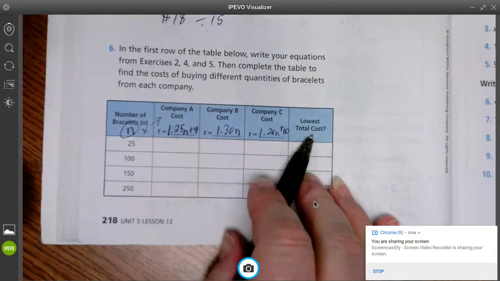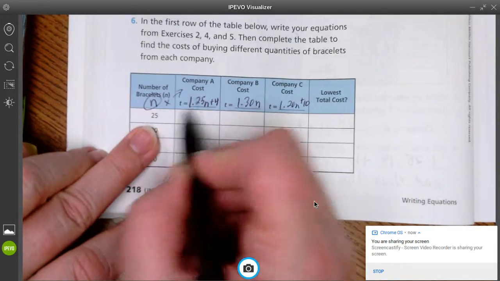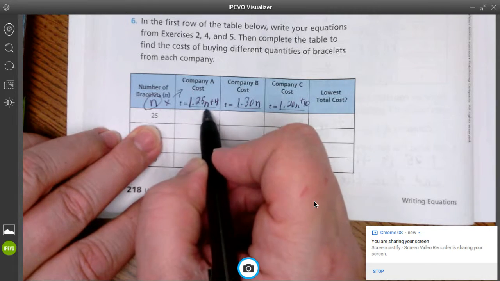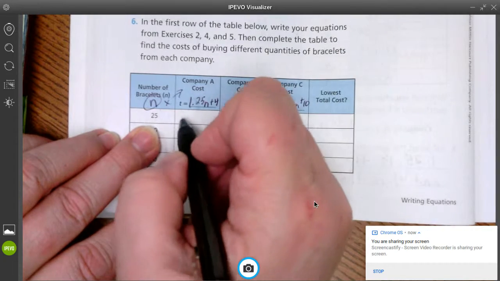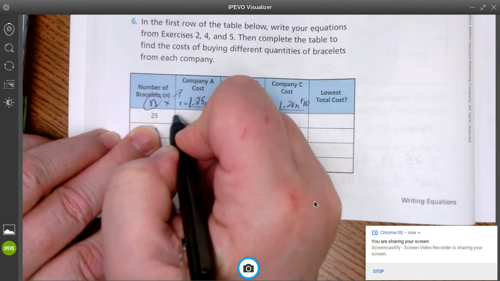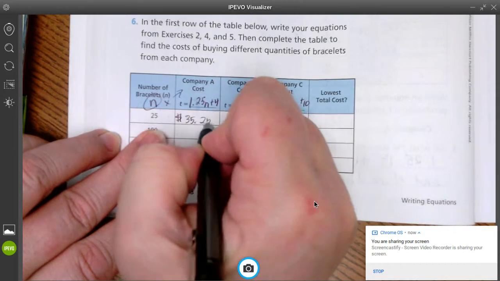So we want to find the lowest total cost. Here we have 25 times $1.25 plus 4. So if you want to do the work over here, go ahead and work it out. I'm just going to write the answers. Once you figure it out, you can check yours. So we have $35.25.